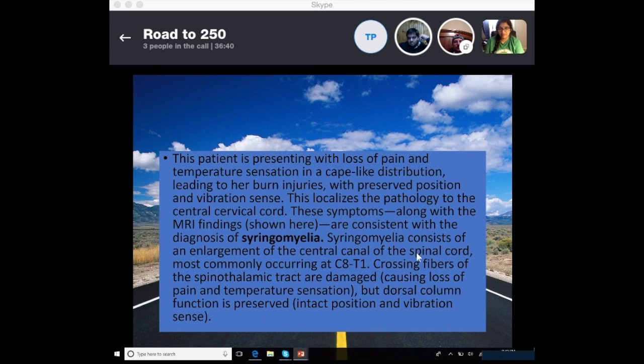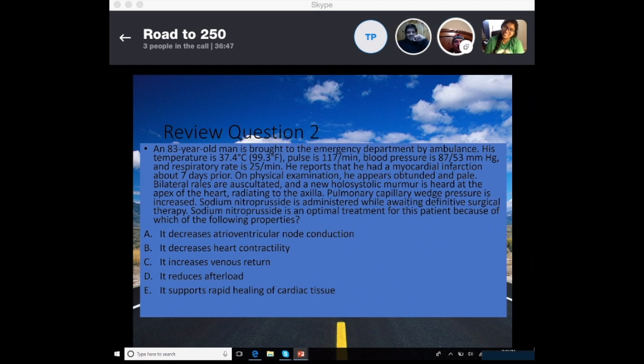Yep. In all those extremities. Man, all those extremities. All 14 of her extremities.